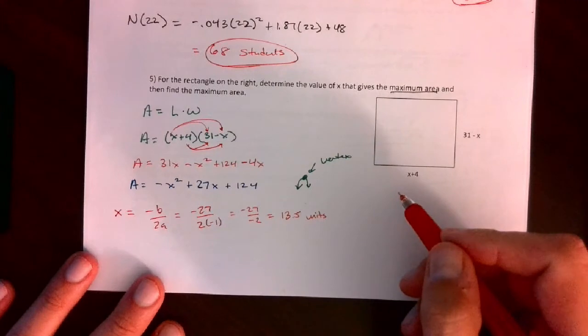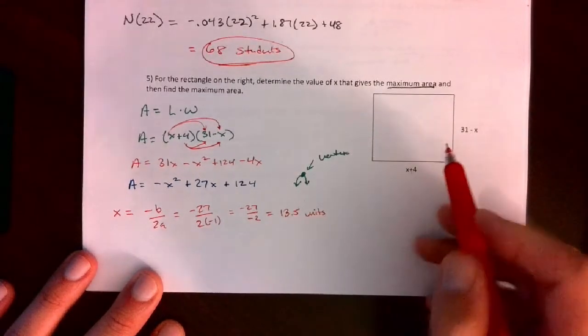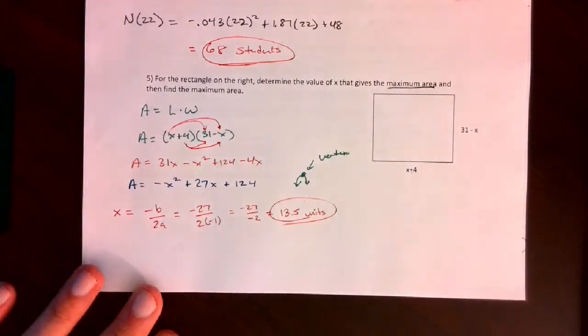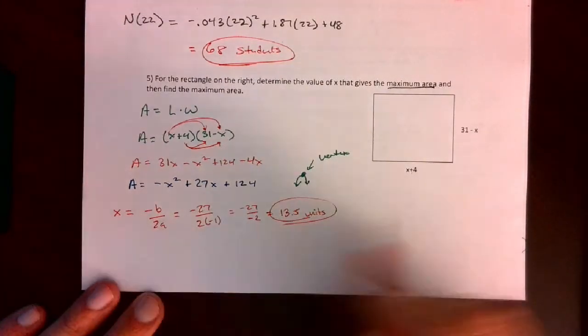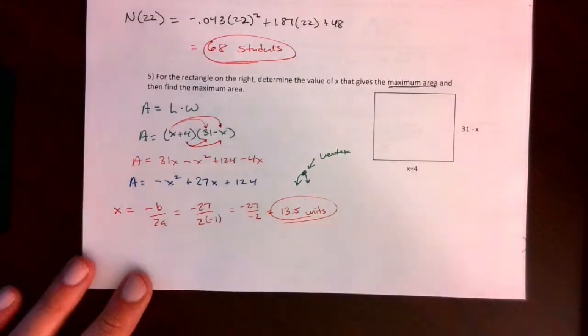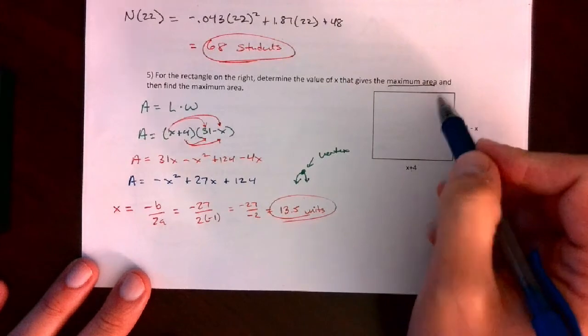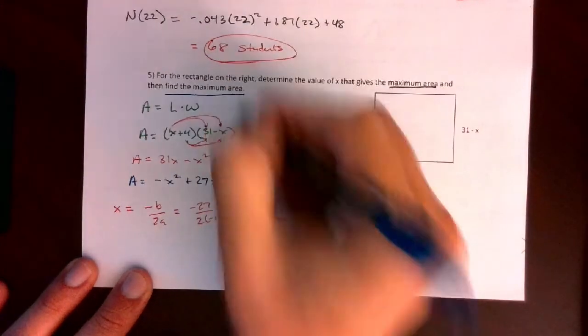Keep in mind that is the value of x that gives the maximum area, but neither of these sides is actually x, right? So 13.5 is just what x has to be to make this rectangle have the maximum area. But that's what it asks us to find. Determine the x value. We did it. But then don't forget, and then find the maximum area.